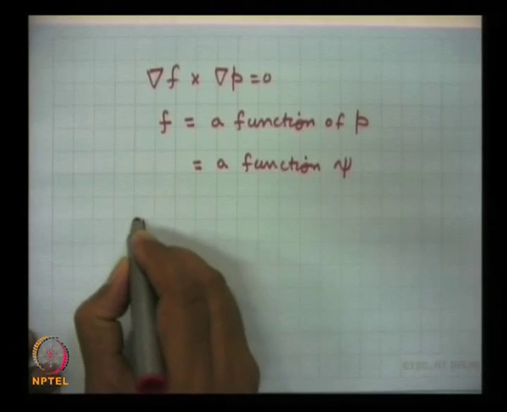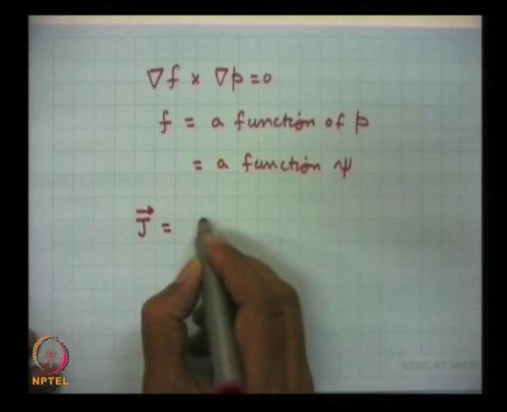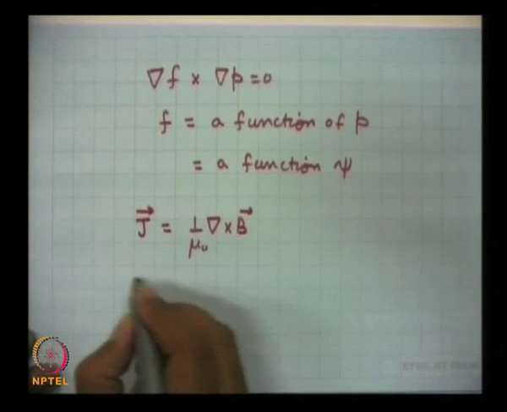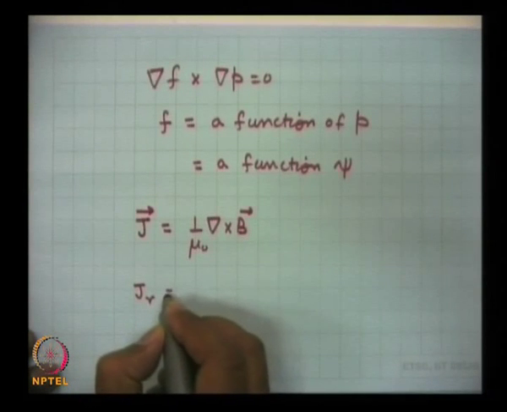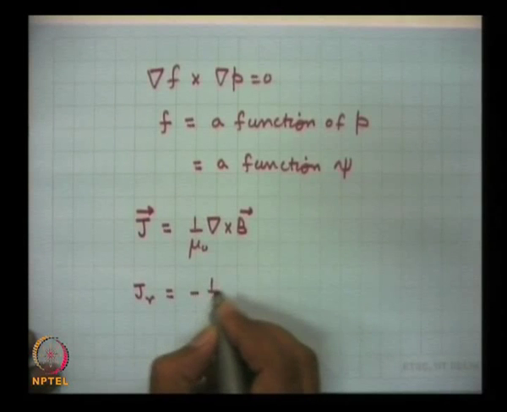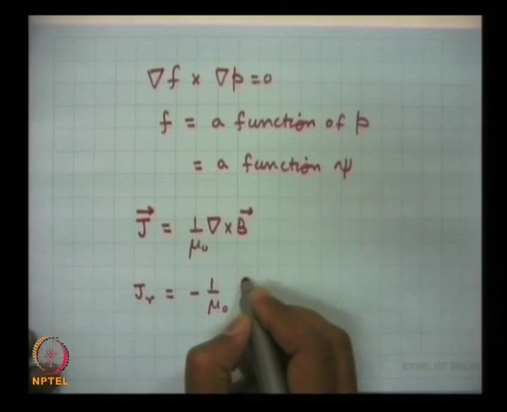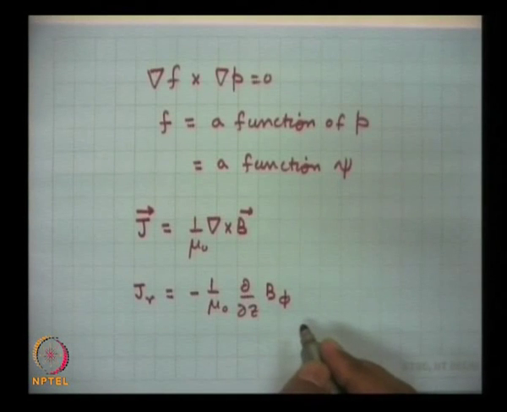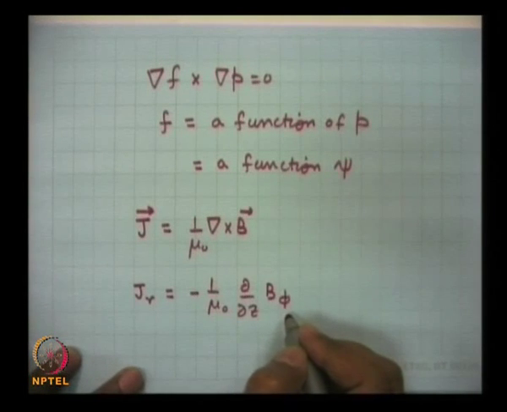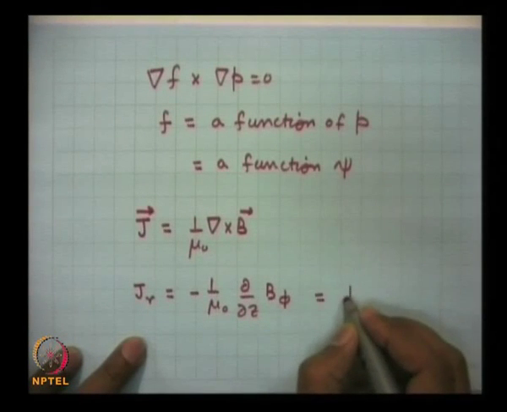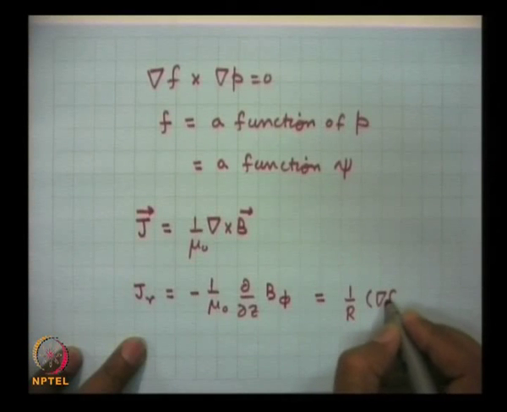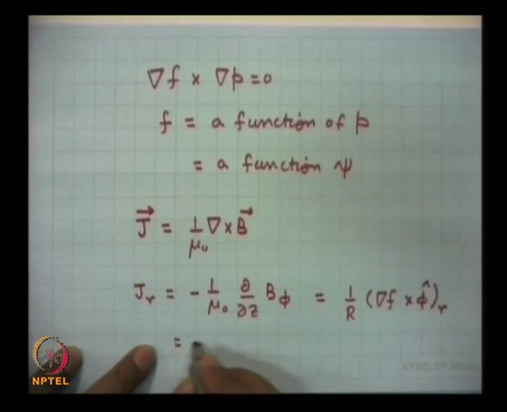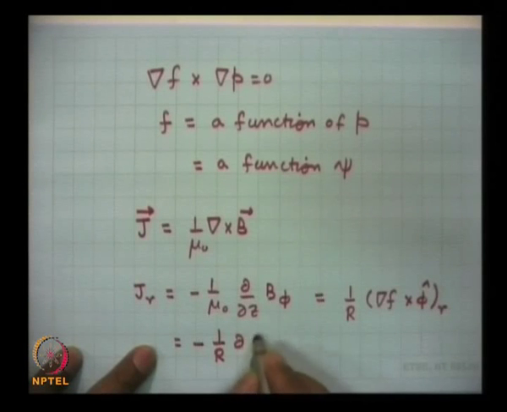You know, J, the current density, is related to curl of B as 1 upon mu 0. So from here, if I write down, say, radial component of current density, this turns out to be equal to minus 1 upon mu 0, delta by delta Z of B_phi. But J_R we have already written as 1 upon R gradient of F cross phi cap. So I should take radial component of this, which turns out to be equal to minus 1 upon R delta F by delta Z.